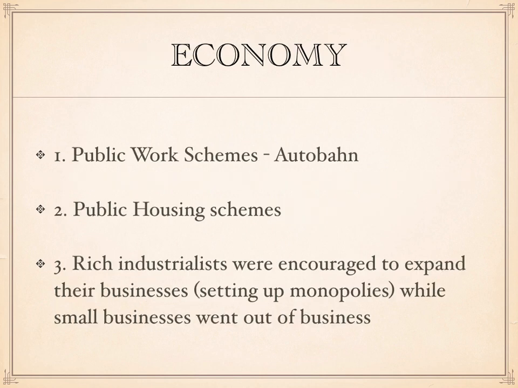Just like Mussolini, public work schemes were adopted for propaganda purposes. Motorways known as autobahns were built. Housing schemes were built. And rich industrialists were encouraged to expand. At the expense of small businesses, monopolies were favoured. And a lot of people got very rich setting up factories such as Volkswagen, to try to produce cars, and to have a monopoly over the motor industry in the country.